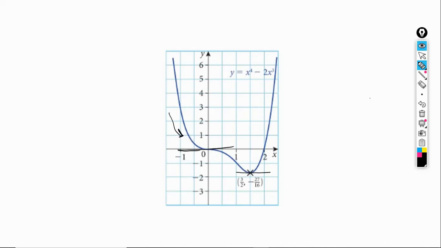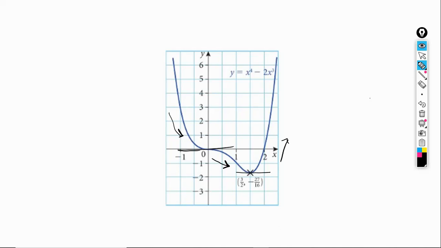And after zero, but before 3/2, we also got a negative value, which is reflected here by the slope of the graph. Then we reached the minimum, like we said, at 3/2, and then the slope became positive, which confirmed that this was a minimum.